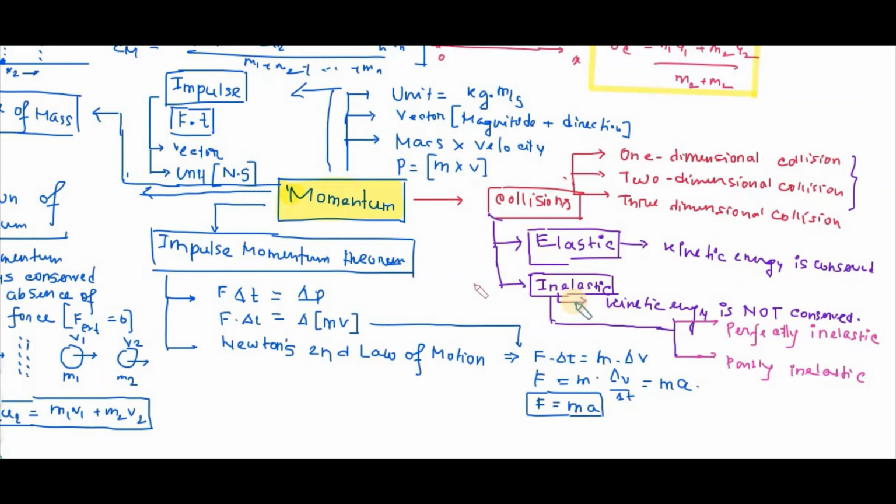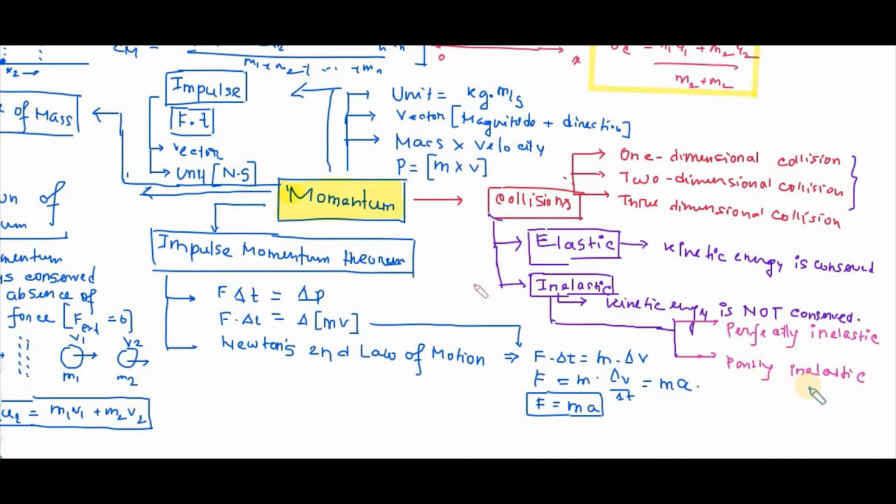Inelastic collisions can be classified into two ways: perfectly and partially inelastic collisions. A perfectly inelastic collision means that after the collision, the two objects move together with the same velocity.